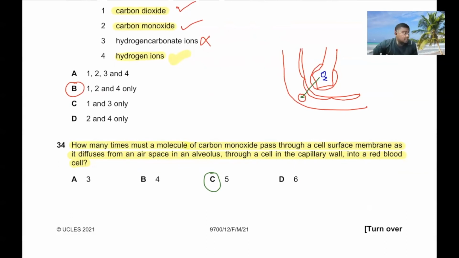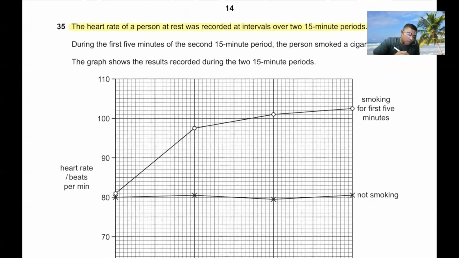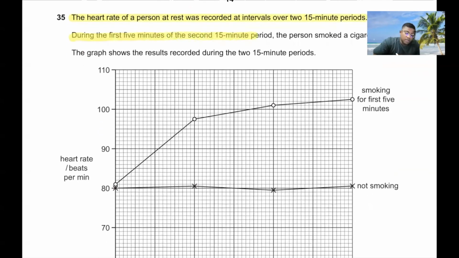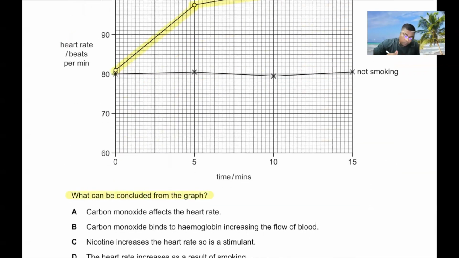34 answer is C. Question number 35. The heart rate of a person at rest was recorded at intervals over a 15-minute period. During the first 5 minutes of the second 15-minute period, the person smoked a cigarette. All right, we can see after smoking the cigarette, the person has pretty much a high heart rate. The graph shows the results recorded during the two 15-minute periods. What can be concluded from the graph?